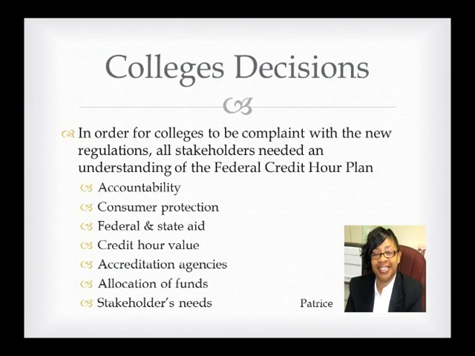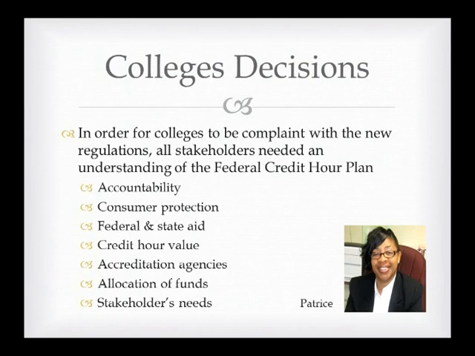Thank you, Denton. In order for colleges to be compliant with the new regulations, all stakeholders needed an understanding of the Federal Credit Hour Plan. The new regulations are part of efforts to increase the level of accountability by the nation's colleges and universities. These regulations also contain a strong measure of consumer protection for current and future students. The federal student aid programs are primarily dependent on the credit hour for making funding decisions, as are other forms of aid, including state student aid programs and certain programs administered through the U.S. Department of Veterans Affairs. Credit hours are the metric used by the department to measure eligibility for federal funding.